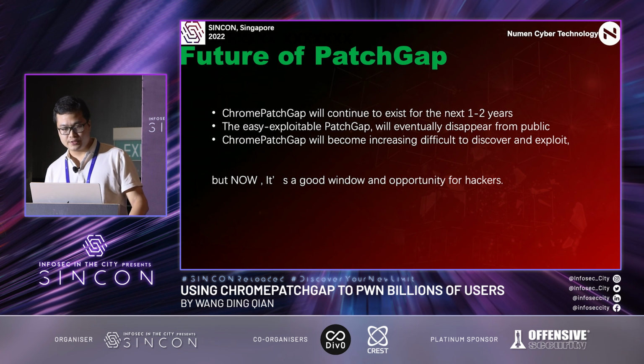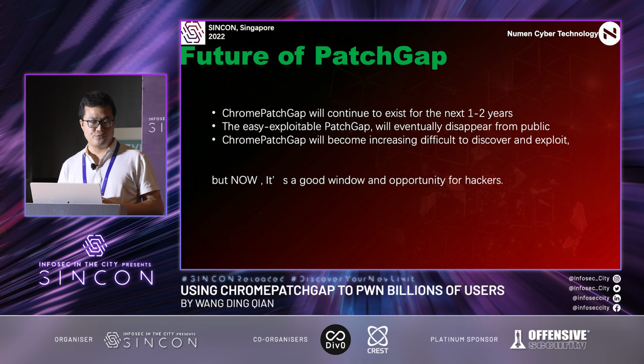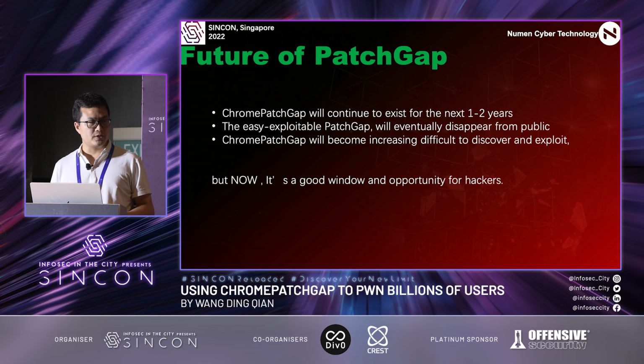Okay, so this is the last section. I want to talk about something about the future of PatchGap. Chrome PatchGap, I think, will continue to exist for the next 1 or 2 years. But the easily exploitable PatchGap will eventually disappear from public. And Chrome PatchGap will become increasingly difficult to discover and exploit. But now it's really a good window and opportunity for hackers. So it's over.